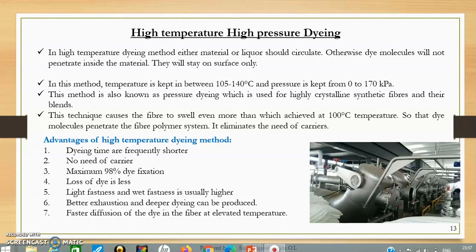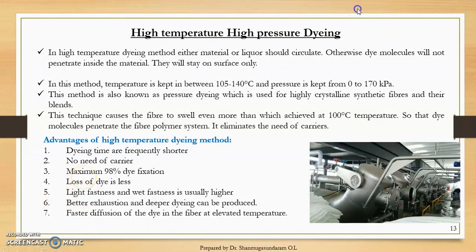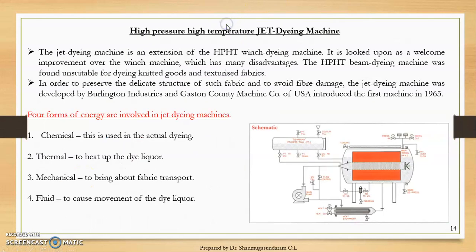Loss of dye is very little. Light fastness and wet fastness are also very high when compared to the carrier dyeing method. Better exhaustion and deeper dyeing can also be produced in this dyeing process. Faster diffusion of the dye in the fiber at elevated temperature. The high pressure and high temperature dyeing in jet dyeing machine.